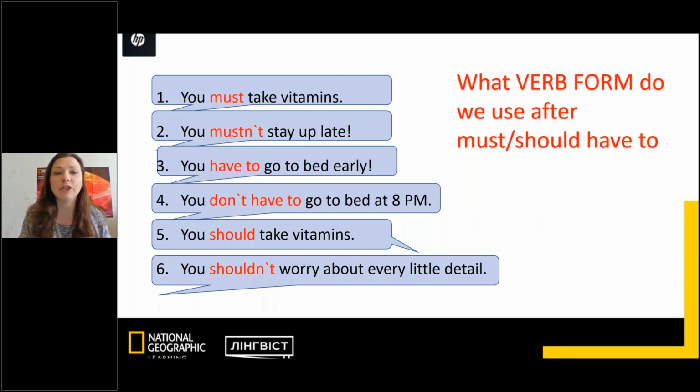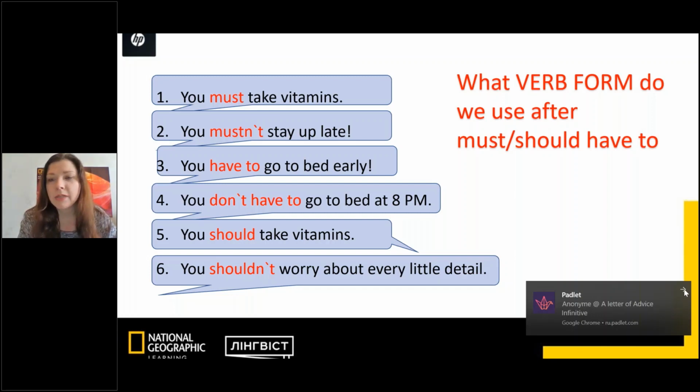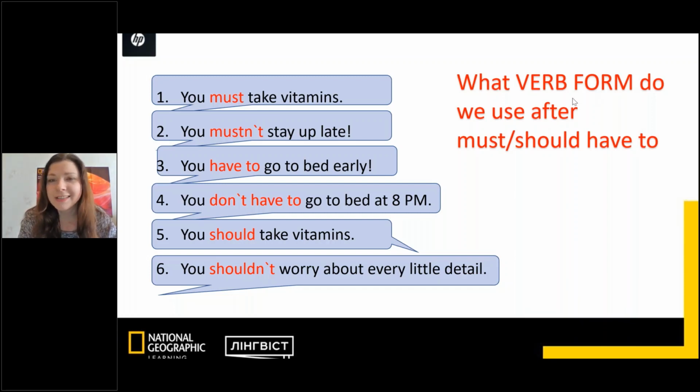So now look at verb forms, what we use after must, should, and have to. What words can you see? I hear the nice word infinitive. What is infinitive? Infinitive is when we have, for example, to take, to go. So do we have this to particle? Do we use to, or we just use bare infinitive? Yeah, we use infinitive without to.